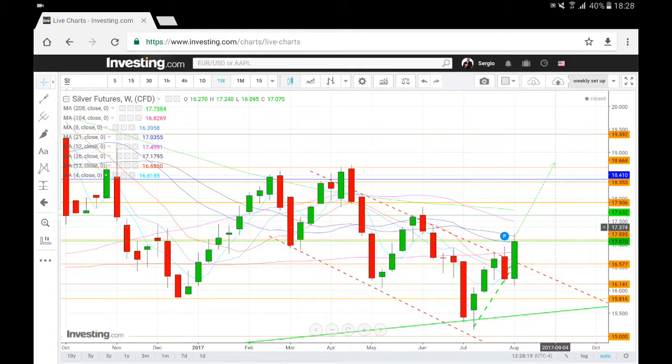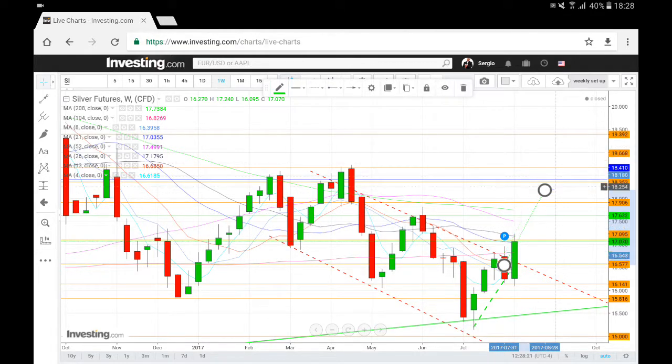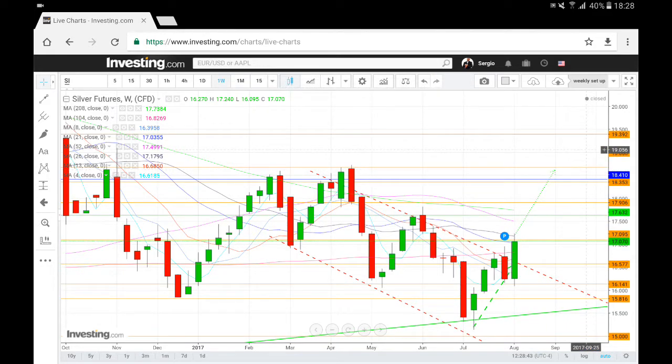If you have a continuation, first we need to clear that particular level over here, 1770, and if we clear that level, boom, we're gonna go higher towards 1860. So that's what I'm expecting for silver, more moves towards the upside. That's a strong bullish candle.